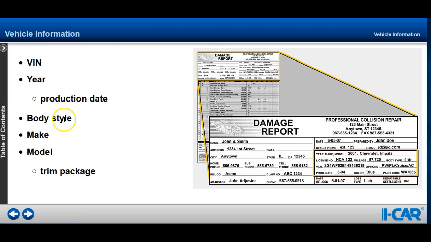The body style, 4-door, coupe, whatever. The make, the model, and trim packages. Is it a super sport? Is it plain? Is it a special type? We need to know that type. We do have a blank right here on this page under vehicle information. Vehicle information that should be included on a damage report includes the VIN, year, and production date. So production is your blank on that one.